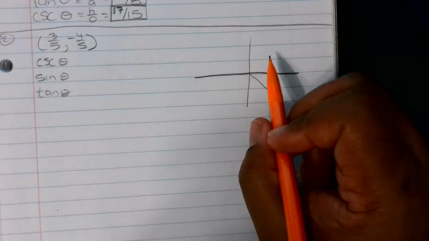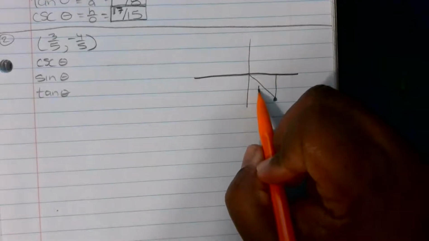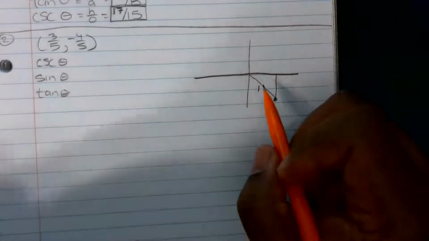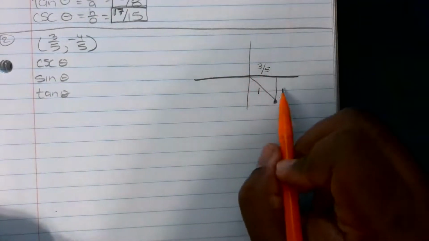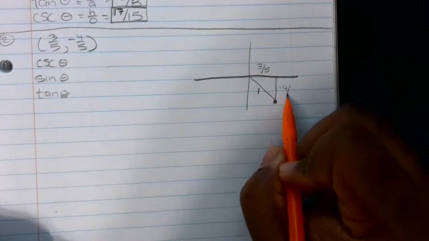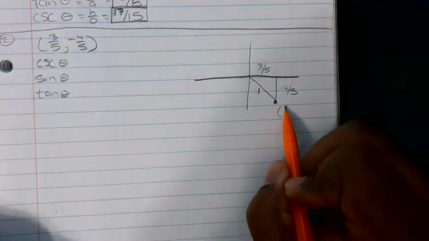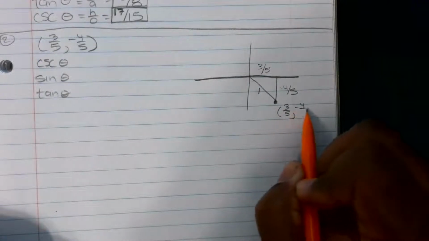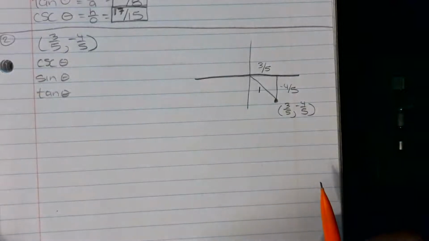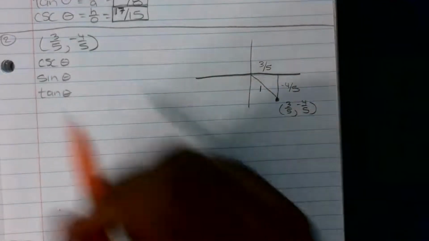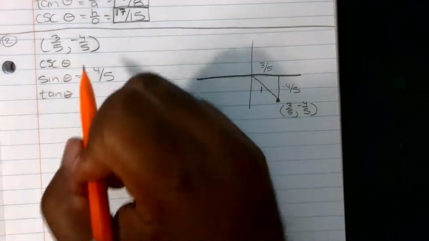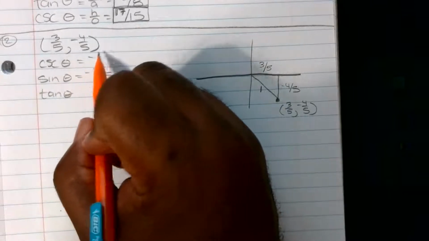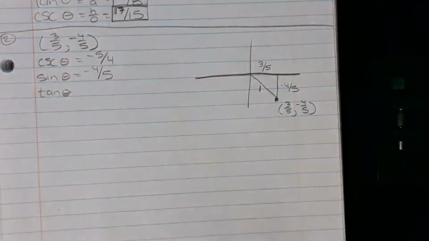Then we know that the hypotenuse is 1. The x value is 3 over 5. And the y value is negative 4 over 5. We know that because that's the point, 3 over 5, negative 4 over 5. Okay, so the sine value is, you have to see that. Sine value is negative 4 over 5. We don't even have to do anything with that. And the cosecant is negative 5 over 4 because it is the reciprocal of the sine value.